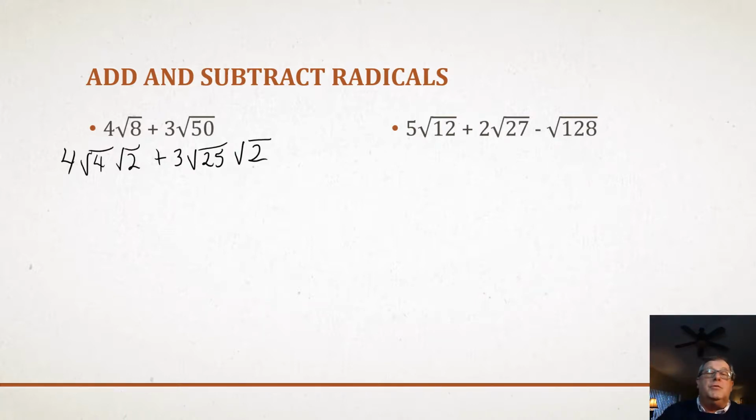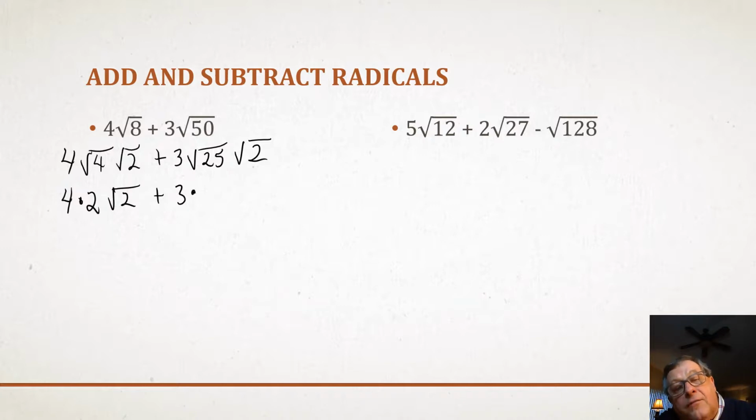But the square root of 50 could also be rewritten as 3 times the square root of 25 times the square root of 2. And you notice here, if I simplify this, well, let's see, the square root of 4 is 2, so now we got 4 times 2 times the square root of 2, plus 3, square root of 25 is 5, so times 5, the square root of 2. And now what I have under my radicands are both the same. We're taking the square root of 2.